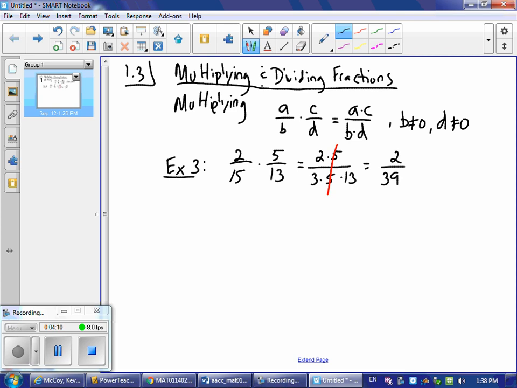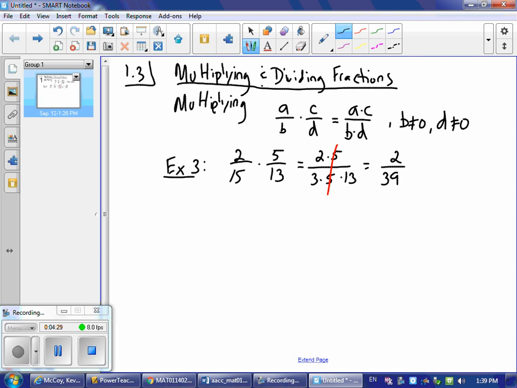All right, now I'm actually going to show you a slightly different way to do a problem like this when we get to a later example. All right, example 4. I'm sorry, before we get to example 4.